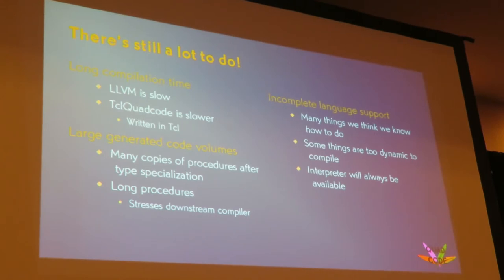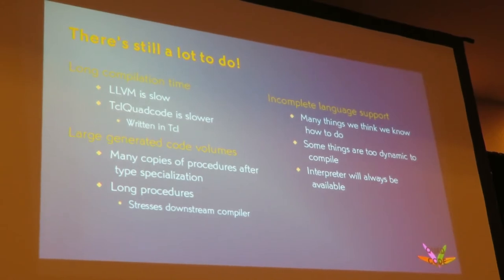There's a large volume of generated code. It's typical machine-generated code. It generates just a lot of instructions. Particularly with high specialization of procedures, you get a lot of proliferation of the copies. I mean, it's not that bad. You typically may be getting four copies of each procedure, but it's still code volume. And that stresses the downstream compiler.